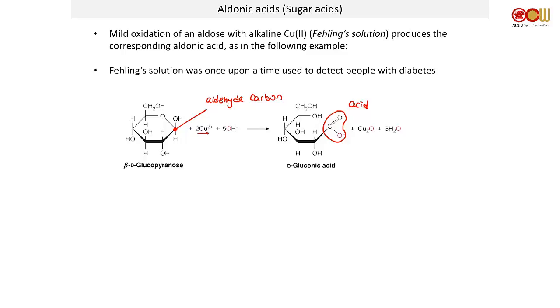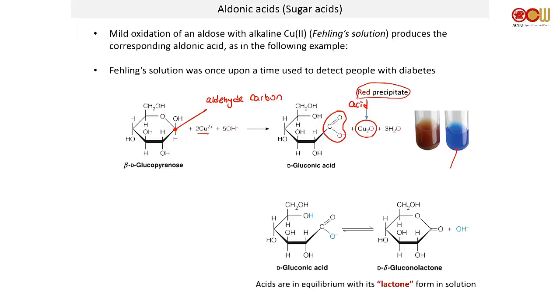And this was actually used once upon a time to detect diabetes in people. Without the sugar, the solution looks blue, I guess. Now, after you react copper with sugar, you form copper oxide, and then you generate a red precipitate. And it tells you whether or not you have glucose inside of your sample.